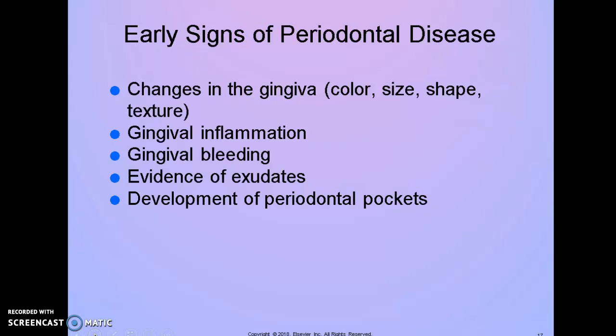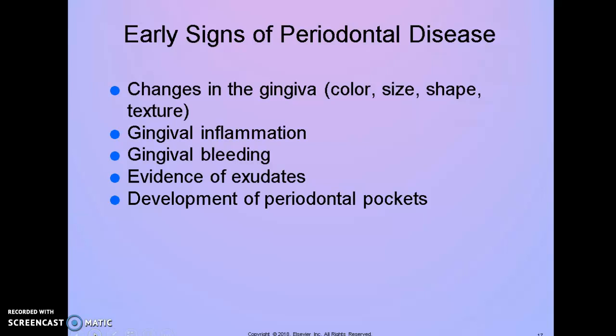So when we have early signs of periodontal disease, we notice changes in the gingival color, the size of the gingival tissues, the shape, and the texture. So remember, we want it to be stippled like an orange peel. We want it to be knife edged and sharp around each of the teeth. We want it to be appropriate size and normal healthy color for the patient and the pigment of their skin.